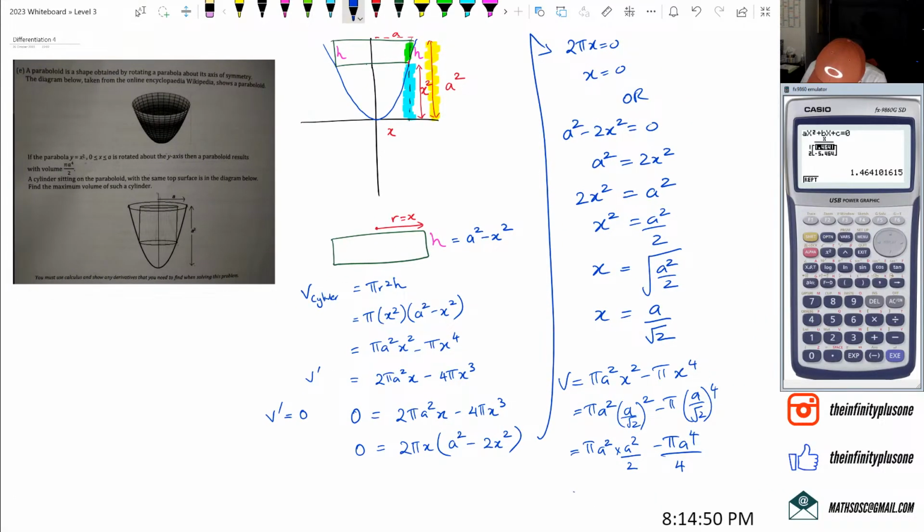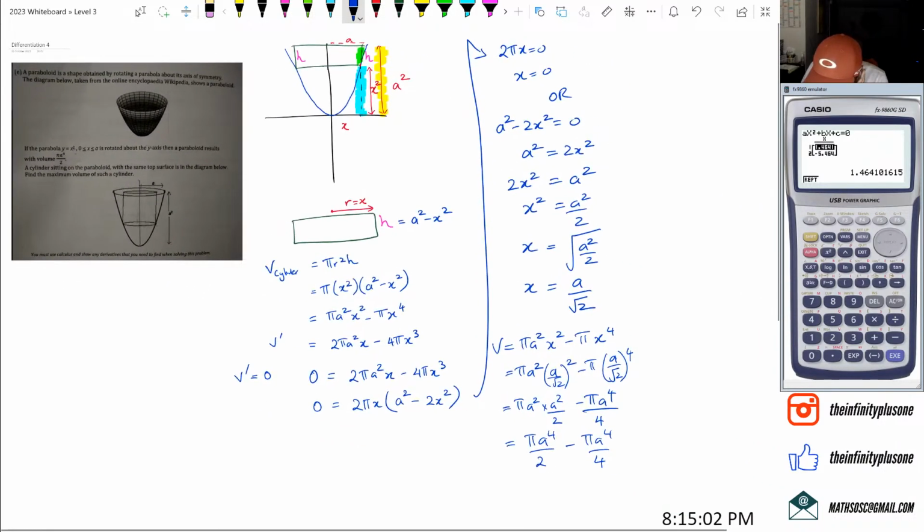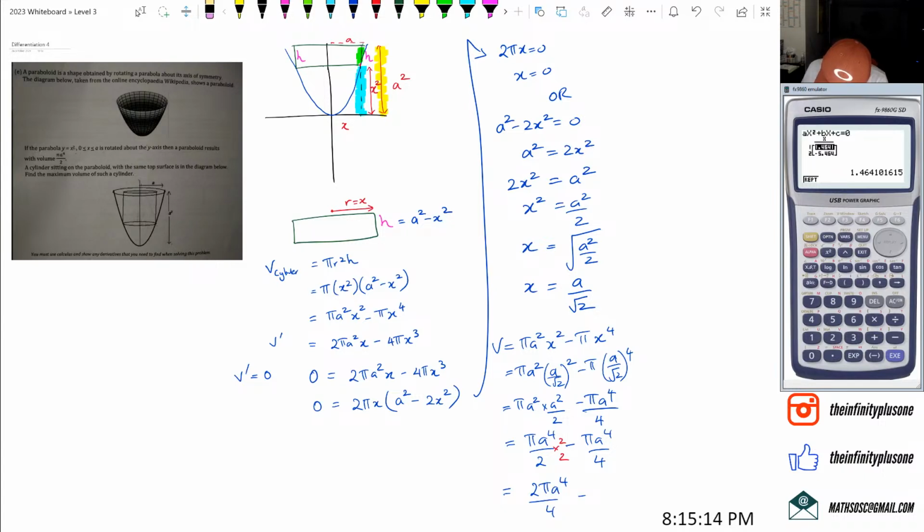And then from here, we've got pi a to the power of 4 over 2, sorry, minus pi a to the 4 over 4. We're going to multiply the first term by 2 so we have the same denominator, and we get 2 pi a to the power of 4 over 4 minus pi a to the 4 over 4. Then this is going to give us the final answer of pi a to the power of 4 divided by 4.